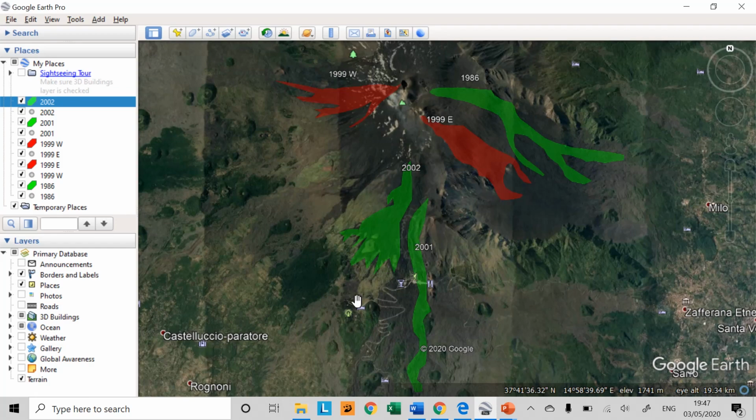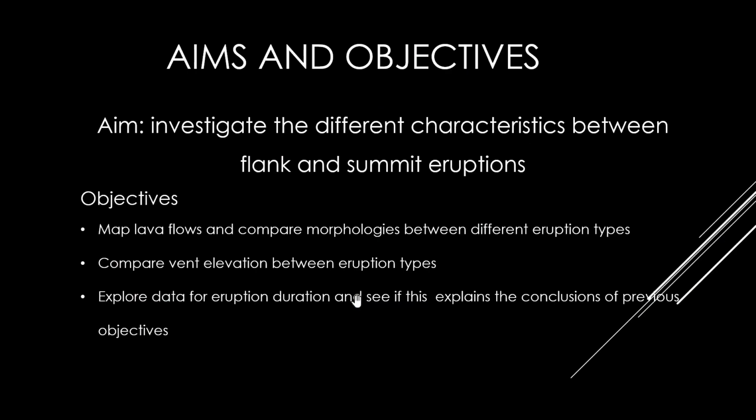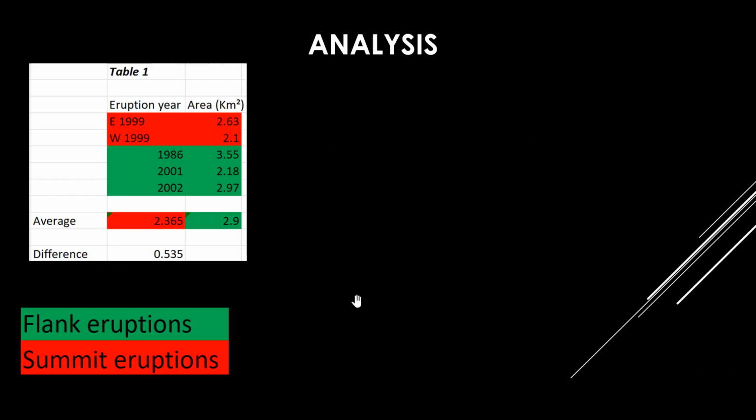The area of these polygons can be calculated using Google Earth and can be seen in Table 1 here. The area of lava flows produced by summit eruptions are less on average than that of flank eruptions by 0.535 kilometers squared, albeit a part of a smaller sample size. Reasons for this are covered in a later slide.